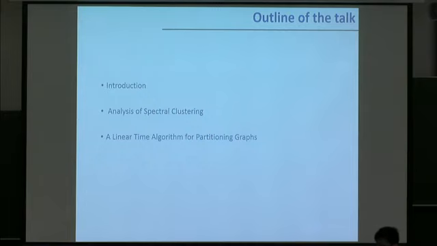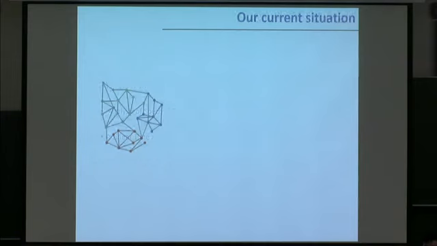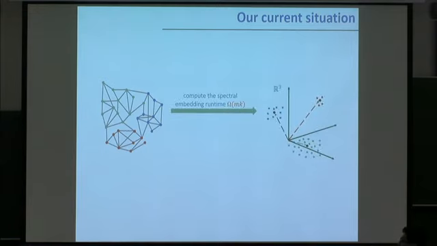So now we go to the third part, and I'm going to present a linear time algorithm for partitioning graphs. Let's first recall our current situation. We want to partition graph G into k clusters. In order to do so, we apply two steps. The first step is to map every vertex to a point in k-dimensional space. We need to compute the bottom k eigenvectors of the normalized Laplacian matrix, and this takes time at least m times k.